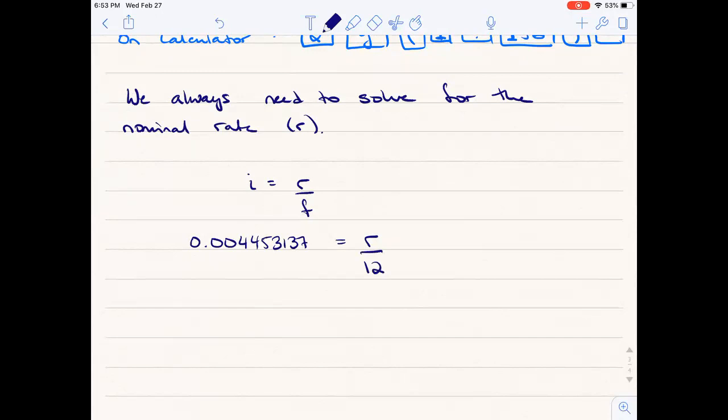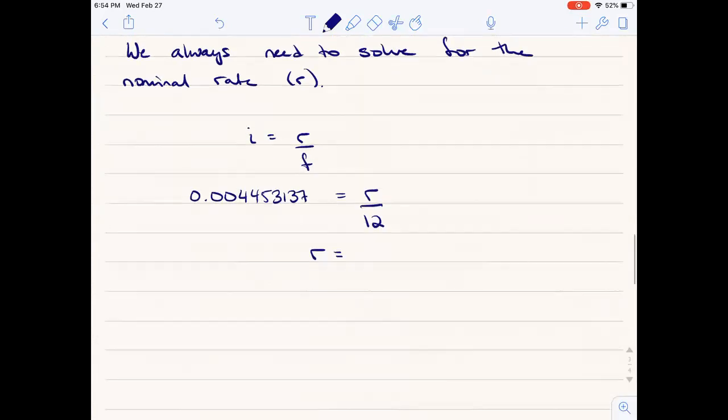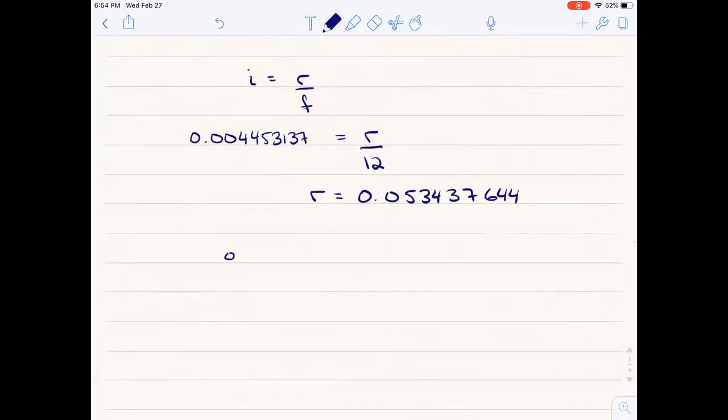Whether you stored it in your calculator or you just have it on the screen still, we have to multiply both sides by 12 to solve for R. So R times 12 is 0.053437644, or R is 5.34%.